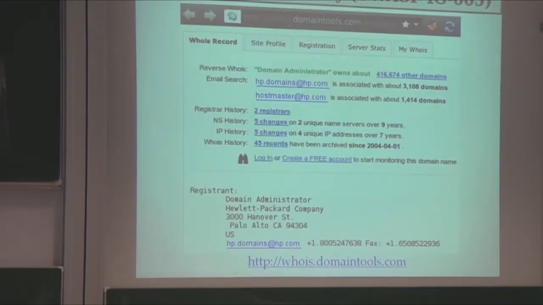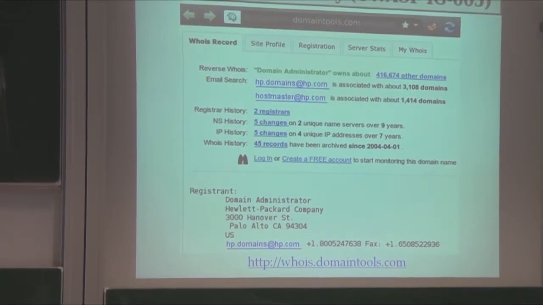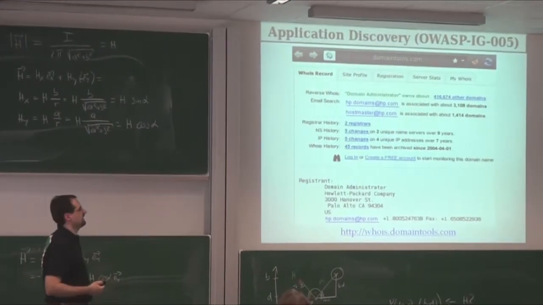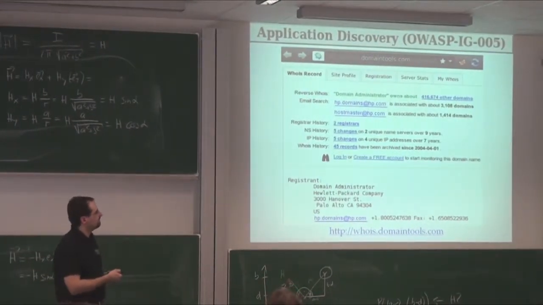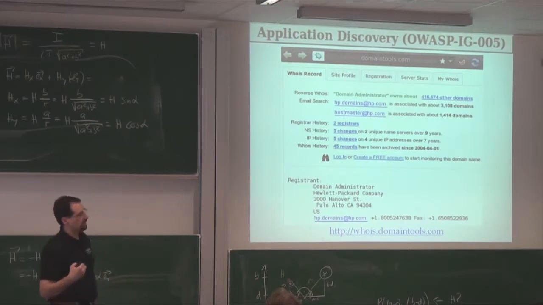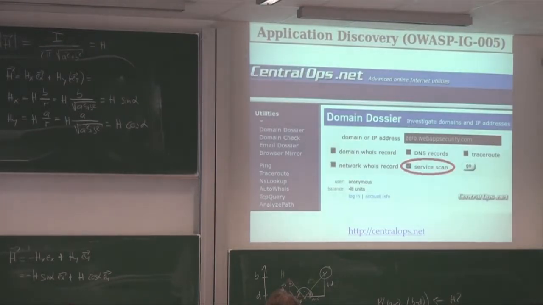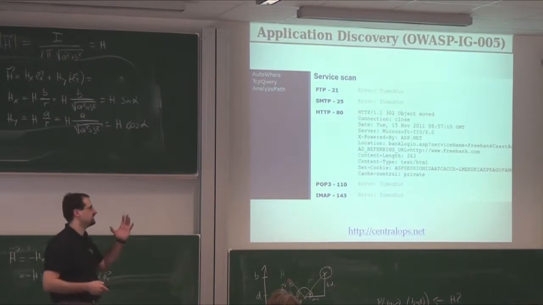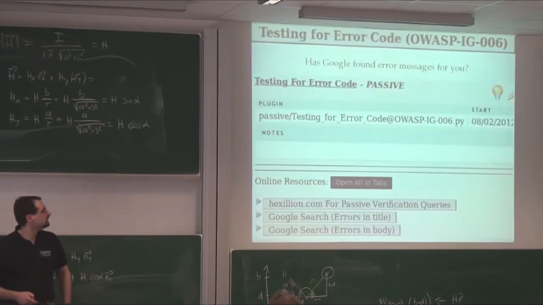WHOIS information can be useful as well because it will highlight people in the company that are potentially more important, higher in the hierarchy, right? People that register domains are probably more important people, and they are good for social engineering attacks. They are also good to feed your brute forcing dictionaries, for preparing the dictionaries for later on during active testing. Something else you can do with centralops.net is this service scan option, and this will perform some limited port scanning on the target. So this might give you an idea about what's potentially there.